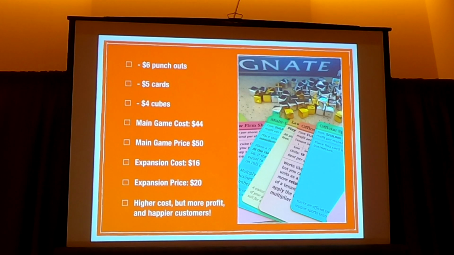The expansion is going to cost 16. I'll sell it for 20. I'll still make $4 a copy. But before, if I sold the whole game for 60 bucks, I would make $1 a copy. Now I'm going to make $10 a copy essentially if they buy the thing, and I'm selling it for 70.